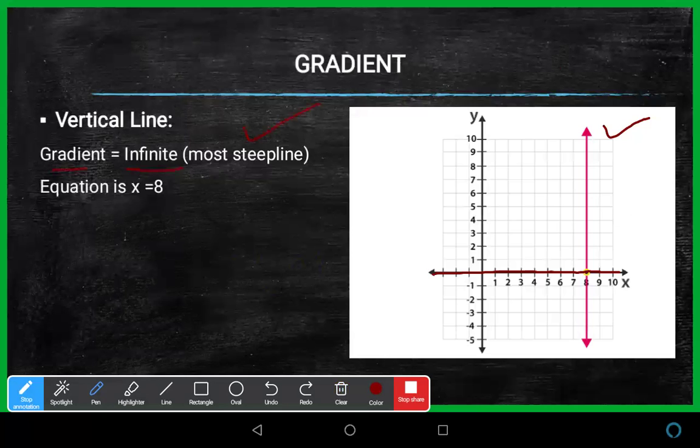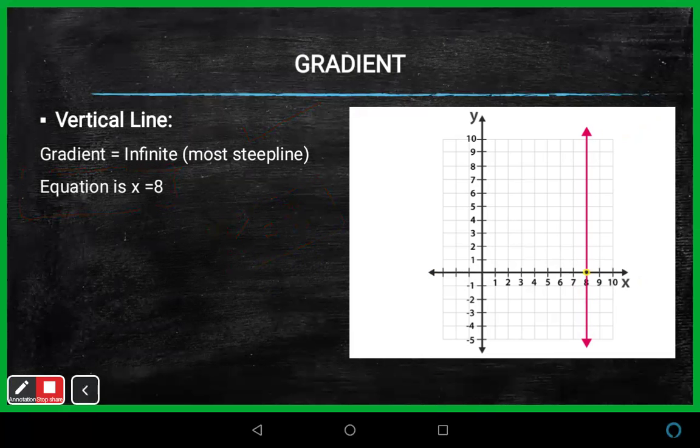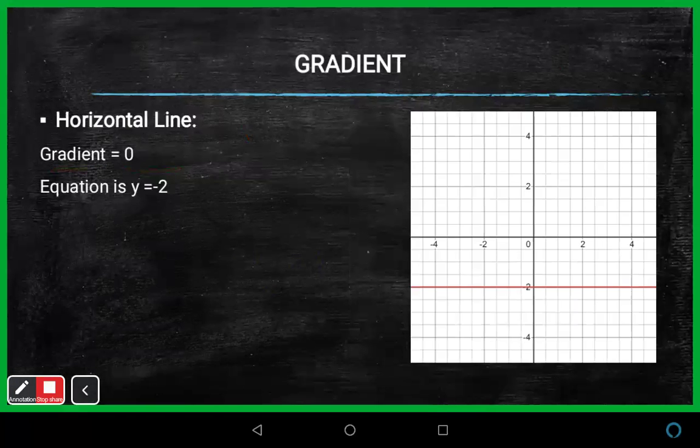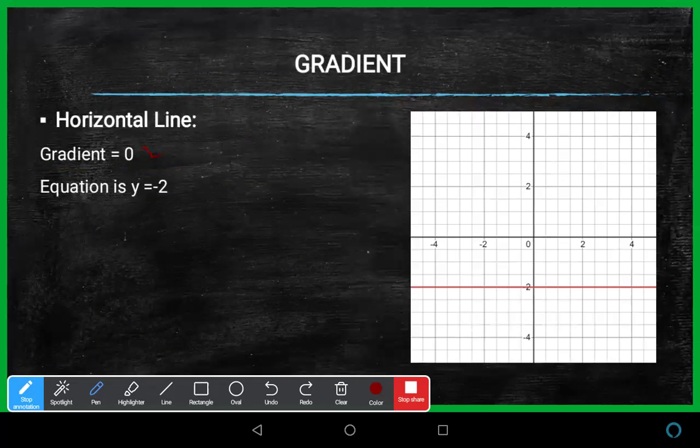When the line is vertical, the equation will be x equal to 8. Why x equal to 8? Because the line is intersecting the x-axis at 8. So the equation will be x equal to 8. I hope everything is clear in this. Now, second, the horizontal line. In a horizontal line, the gradient will be 0. And the equation you can see is y equal to -2, because the line intersects the y-axis at -2. That's why y is equal to -2.